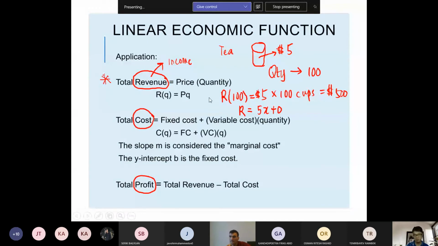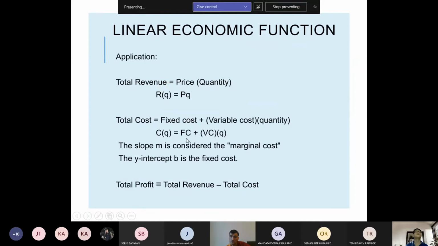Now, the second concept is called the cost. For example, let's say we are selling t-shirts.